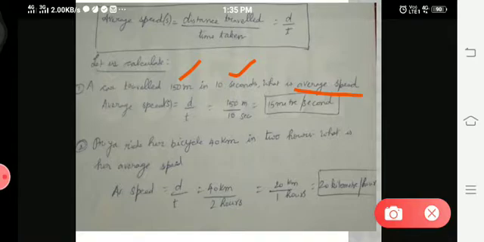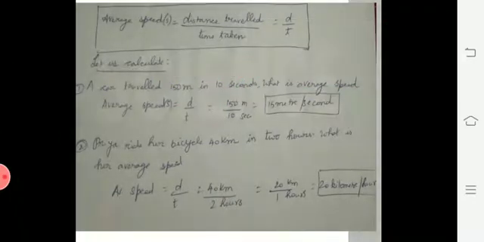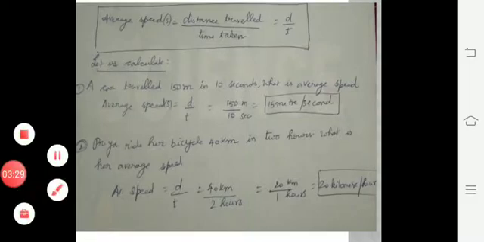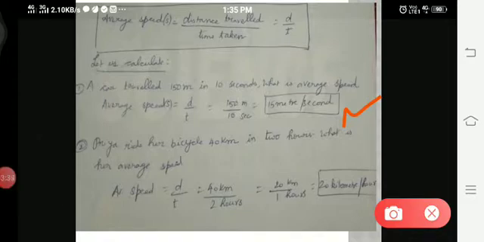The question is to calculate average speed. What is the formula for average speed? Average speed equal to D divided by T, distance traveled divided by time taken. The distance traveled is 150 meters, the time taken is 10 seconds. So 150 meters divided by 10 seconds equal to 15 meters per second. So this is the answer. Try to work it out by yourself without seeing this slide.